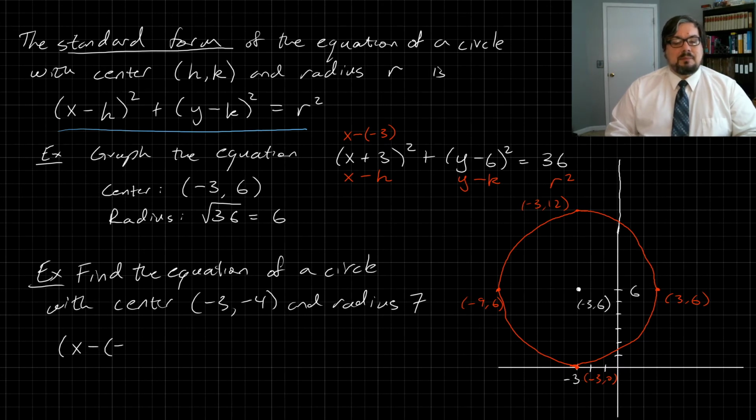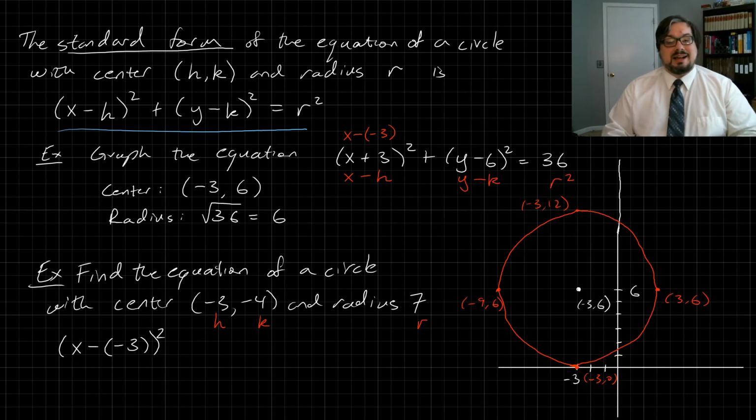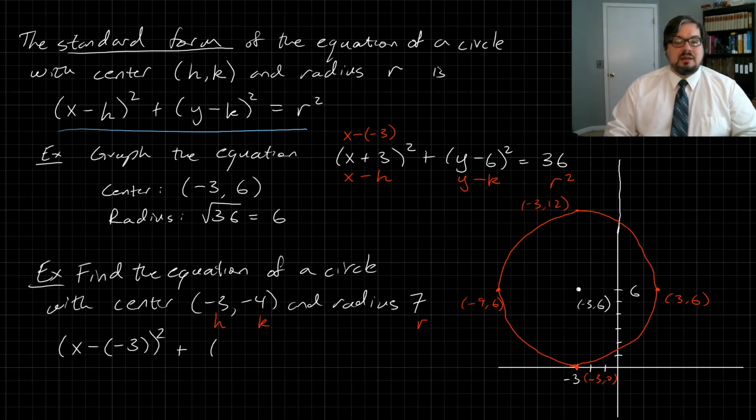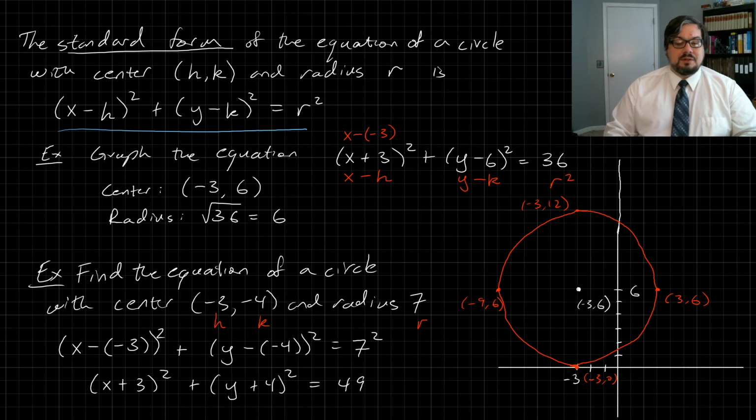I take x minus h. H is the x-coordinate of my center. K is the y-coordinate of my center. R is the radius. And so my equation becomes x minus -3 squared plus y minus -4 squared equals 7 squared. We'll want to simplify this down, of course, and so we'll get x plus 3 squared plus y plus 4 squared equals 49.